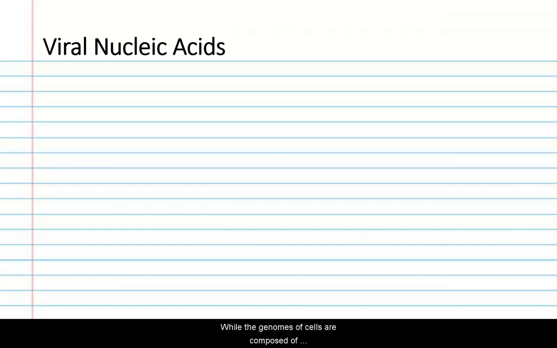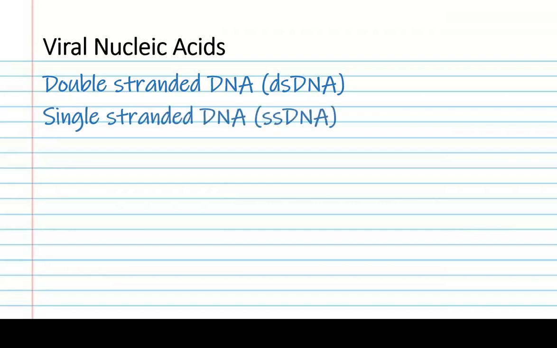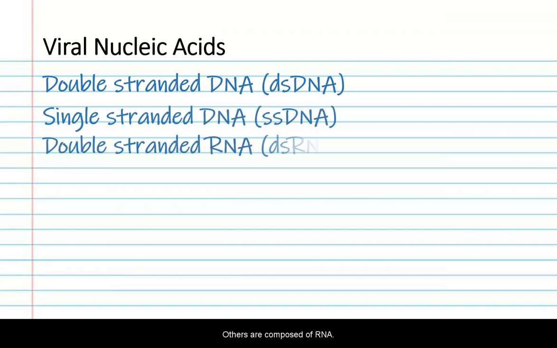While the genomes of cells are composed of double-stranded DNA, viral genomes are highly variable. Some viral genomes are also composed of double-stranded DNA. Some are composed of single-stranded DNA. Others are composed of RNA, and that RNA can be double-stranded or single-stranded.